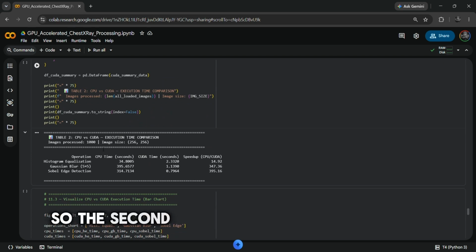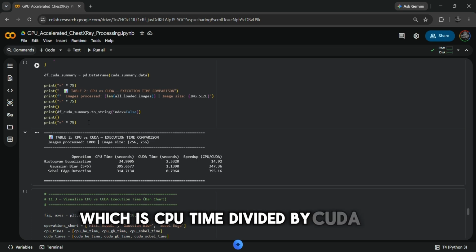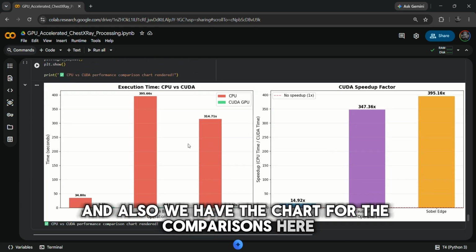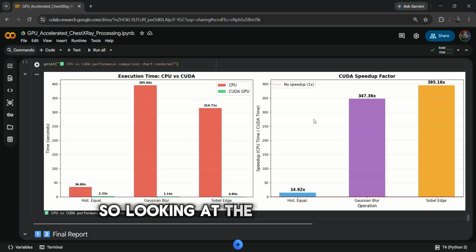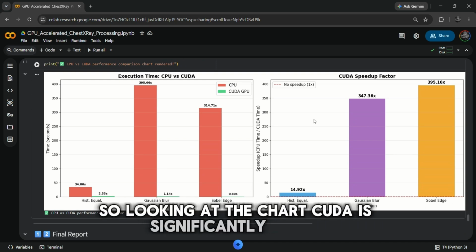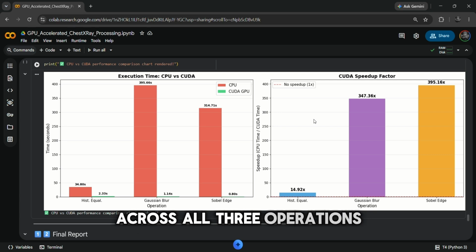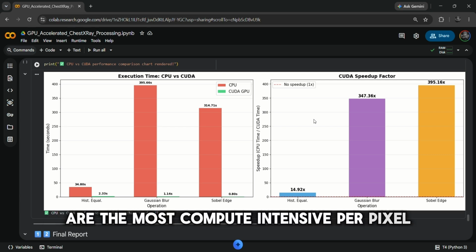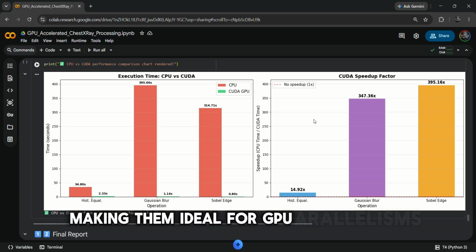So the second table compares CPU and CUDA for each image processing operation, and we also compute a speedup value, which is CPU time divided by CUDA time. And also we have the chart for the comparisons here. So looking at the chart, CUDA is significantly faster across all 3 operations. The speedup is highest for Sobel edge detection and Gaussian blur, because those operations are the most compute intensive per pixel, making them ideal for GPU parallelism.